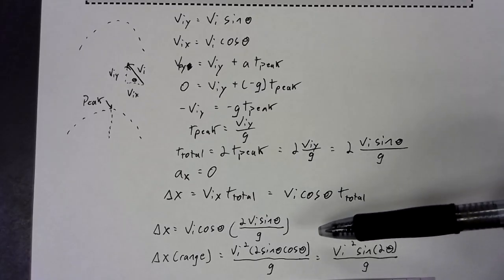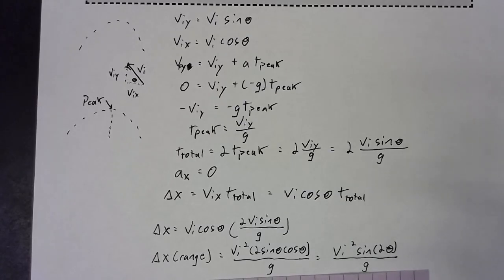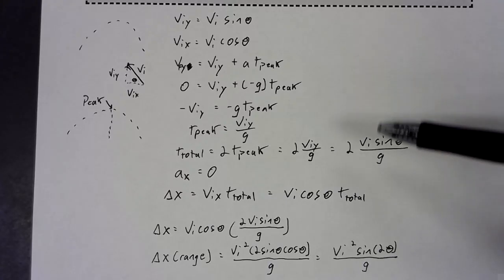And then using an identity from trig, we can replace this with this, and we get a nice simple formula for the range. This would give you the horizontal distance traveled, however this would not give you the time in the air, so it is important to know all of these steps as well.